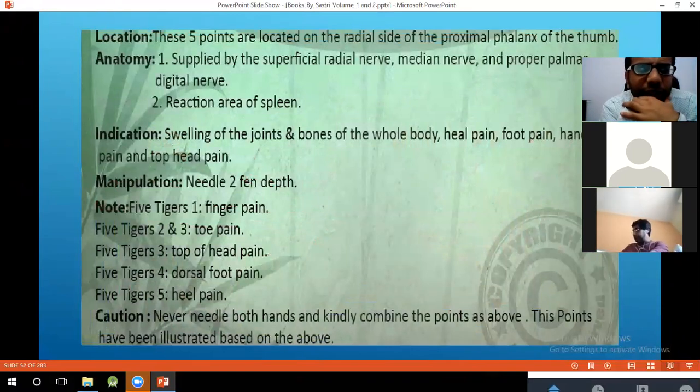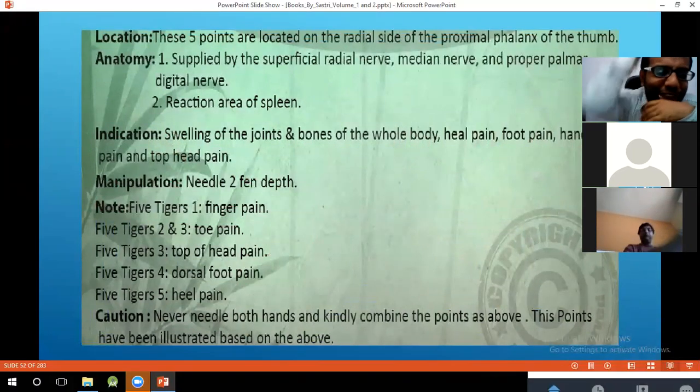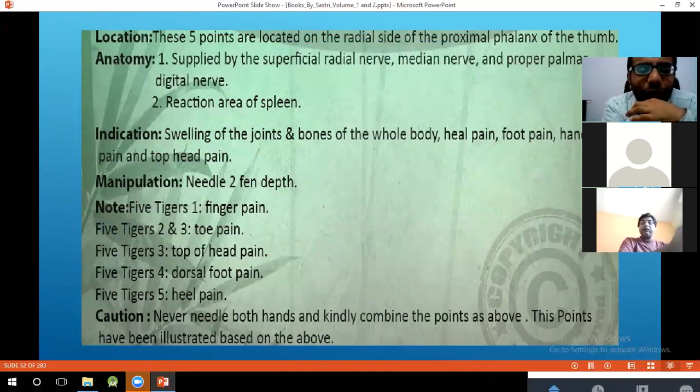So in 5 tigers, I said 2 and 3 treats the toe pain. Tiger 3, top of the head pain. So whenever you have a pain here, you can use tiger 4 to treat the dorsal foot pain and tiger 5 for the heel pain.